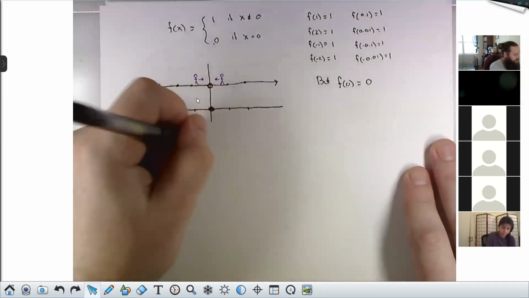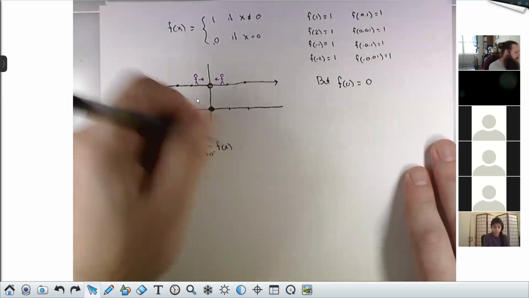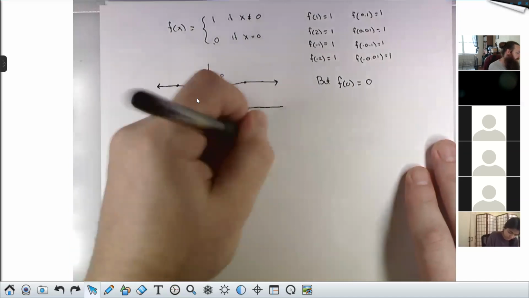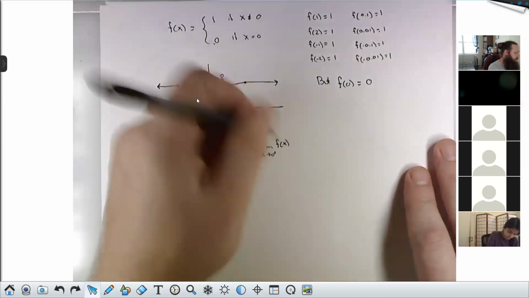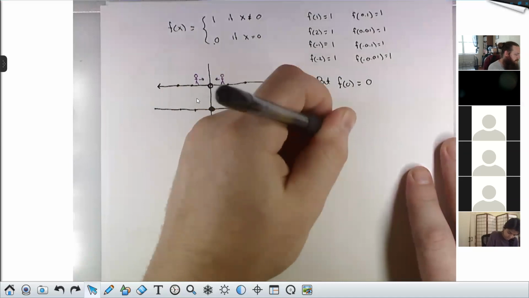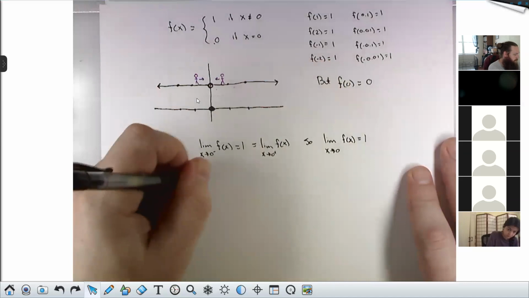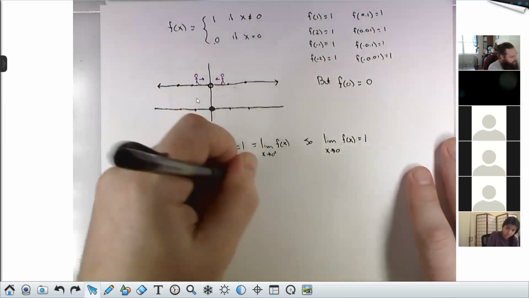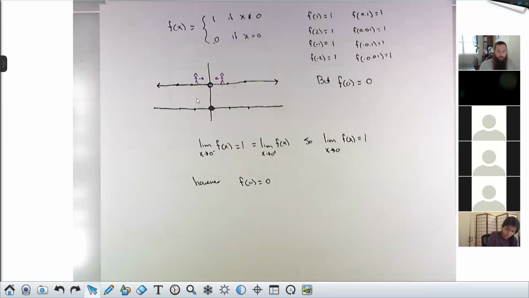So here we would say that the limit as x approaches 0 from the left of f of x is 1, and that's the same as the limit as x approaches 0 from the right of f of x. So we would say that the overall limit does exist and is equal to 1. However, the actual value of the function there at x equals 0 is 0, because that's how the function is defined. It's defined to output 0 when you feed it the input 0.